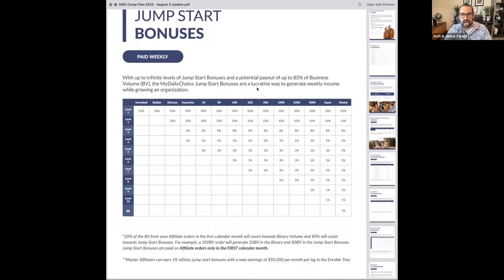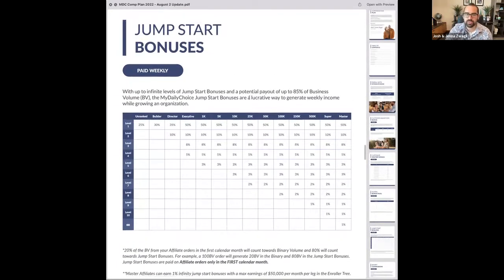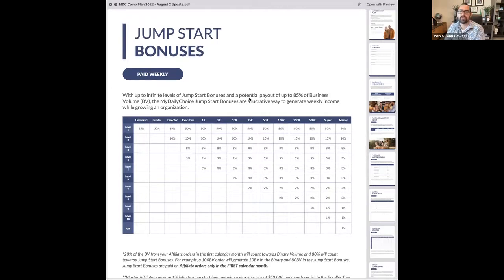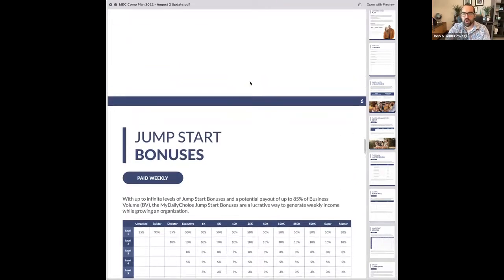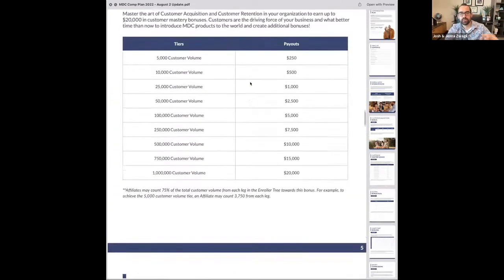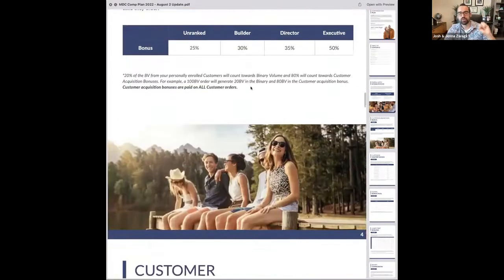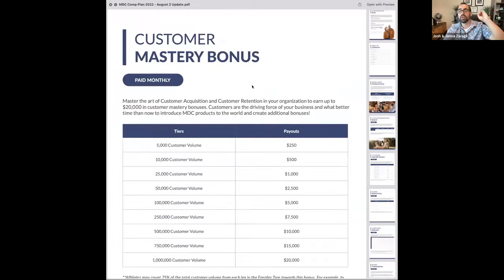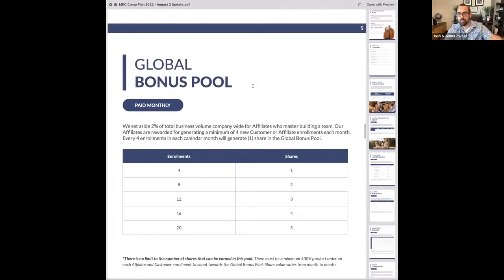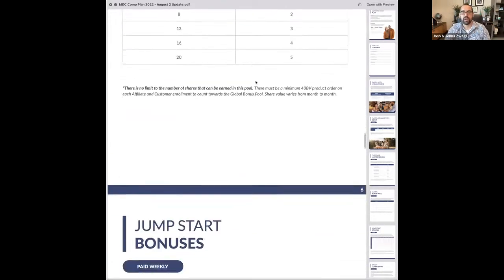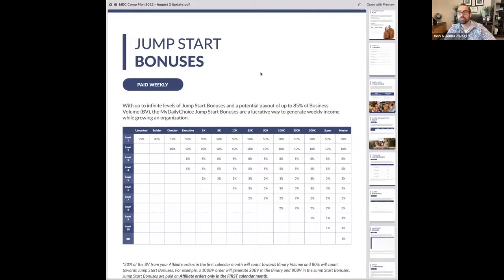And then you have jumpstart bonuses. And this is for new affiliates that are joining your team. And so far, okay, we talked about the customer acquisition bonus, unilevel. We talked about the customer mastery bonus, unilevel. We talked about the global bonus pool, unilevel. And now we're talking about the jumpstart bonus, which is also based on your unilevel. So far, these 4 payouts are based on your unilevel.